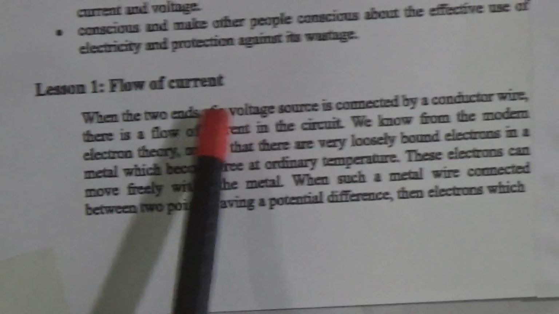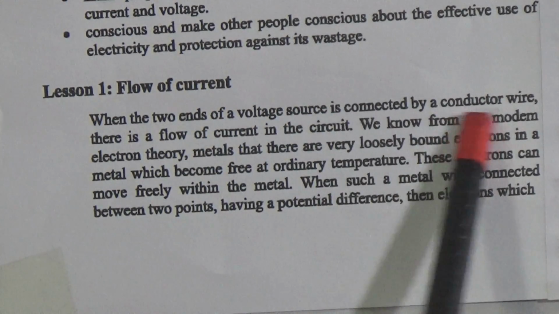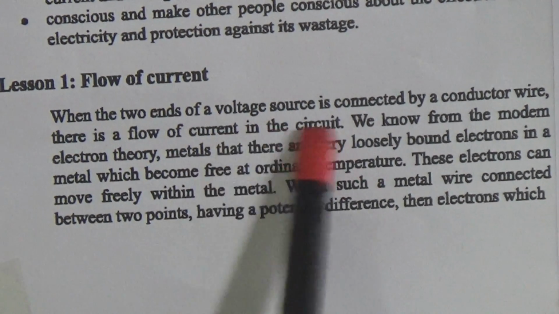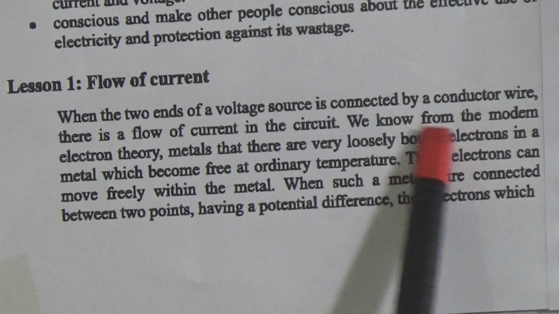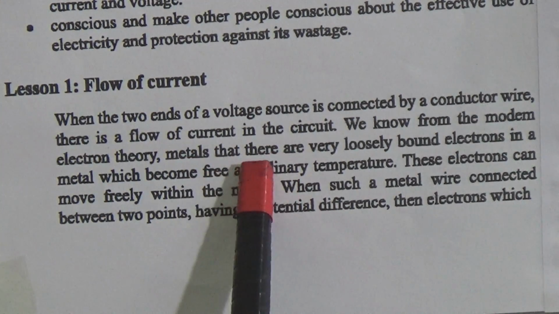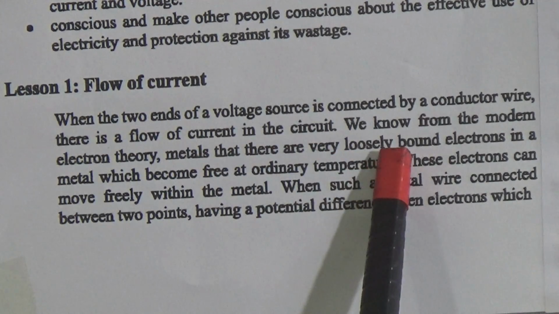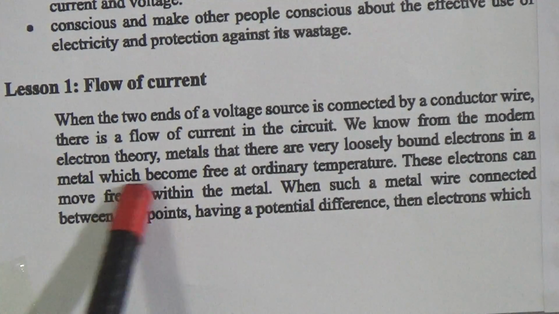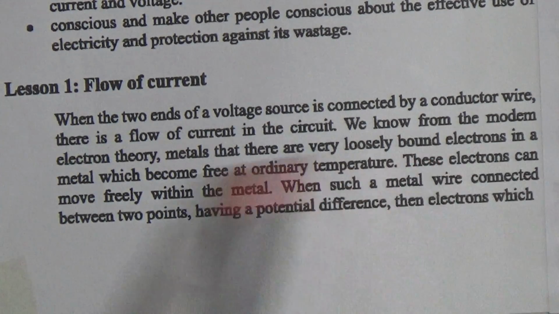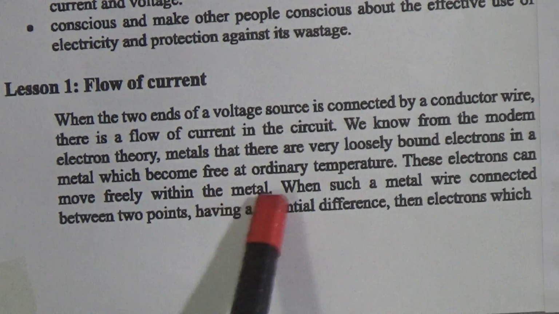When two ends of a voltage source are connected by a conducting wire, there is a flow of current in the circuit. And we know from the modern electron theory of metal that there are very loosely bound electrons in the metal which become free at ordinary temperature. These electrons can move freely within the metals.